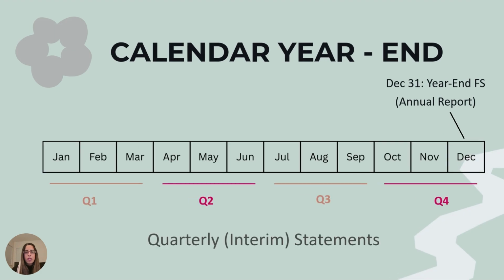So if a company is following a calendar year end, December 31st would be their year end date for their financial statements. And that would be the date of their annual report. And you can see the rest of the year is broken up into quarters. Quarter one goes from January to March. The second quarter will go from April to June. Quarter three goes from July to September. And then quarter four is from October to December. And then quarterly interim statements will be prepared for each quarter.